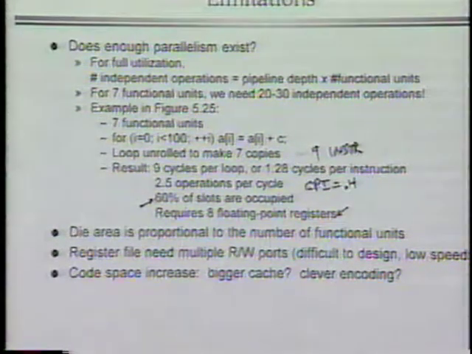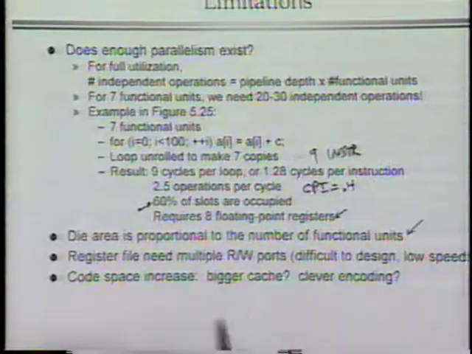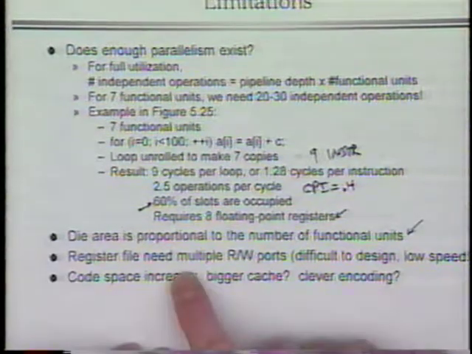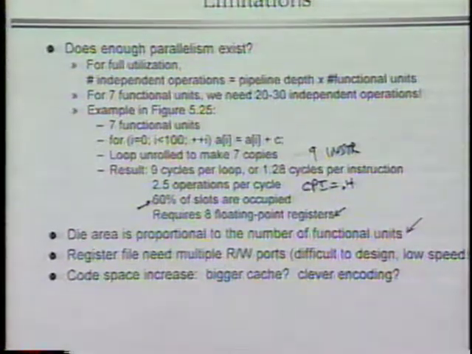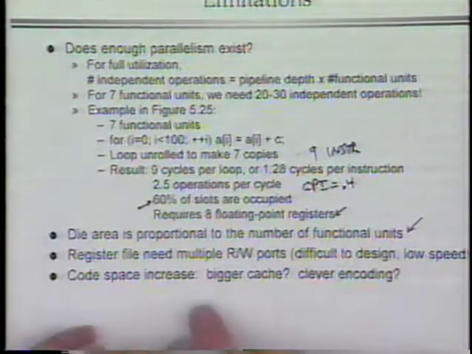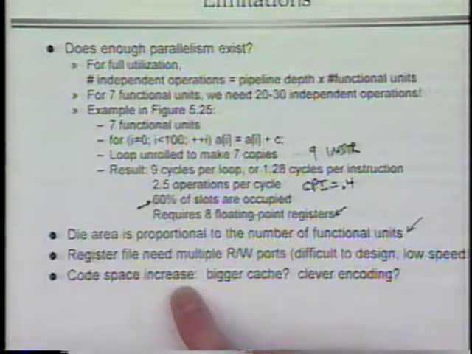Obviously, to make this work, you need lots of functional units, and the die area of a chip is proportional to the number of functional units. So the more you do this, the more space you take, the less space is available for caches and so forth. It's a trade-off. The register file, as I pointed out, needs lots of read-write ports to avoid functional unit stalls or structural hazards trying to read the ports. And register files with lots of ports are typically slower than ones with fewer ports, and they're difficult to design. They take lots of space. And as I mentioned, the code space increases because there are 50% or more of the operations which are now no-ops.